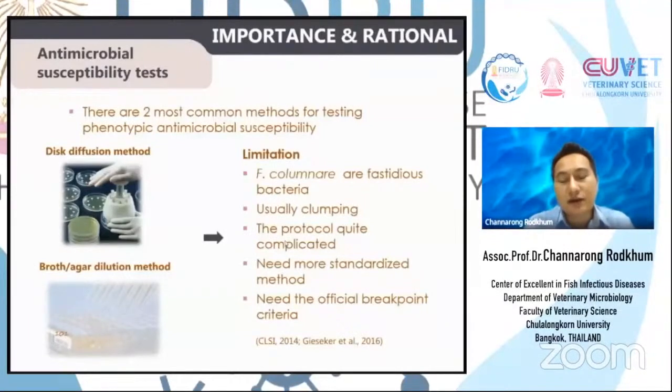That is, Flavobacterium columnare is a fastidious bacterium. You have to use special media for them. If you use the common media, the same as for bacteria from land animals and humans, you cannot do the antimicrobial susceptibility test for Flavobacterium columnare. You have to use the special media. Because Flavobacterium columnare is usually clumping, the protocol for AST, antimicrobial susceptibility testing, is quite complicated. It needs more standardized methods and needs official breakpoint criteria.